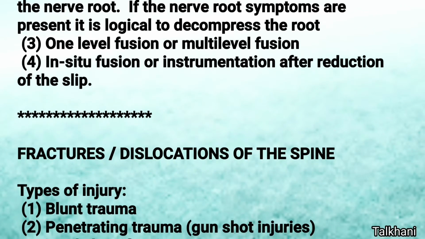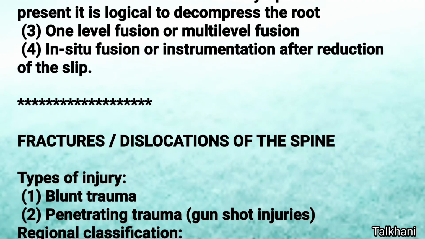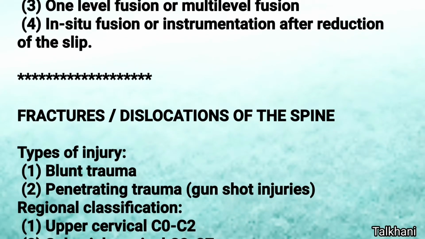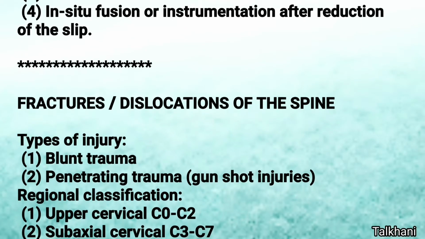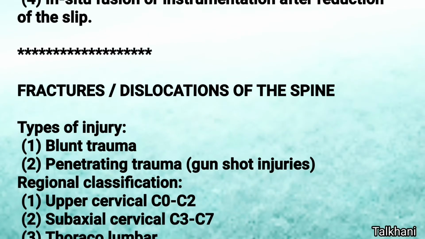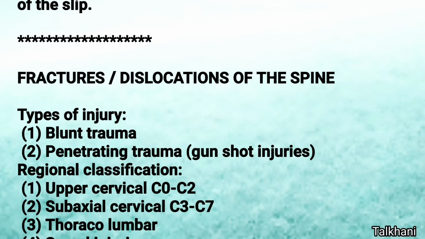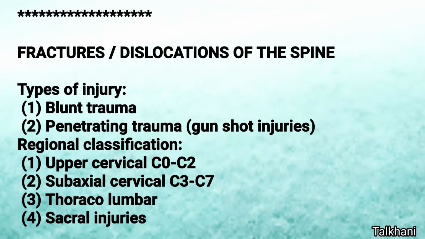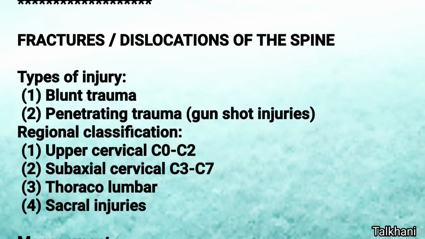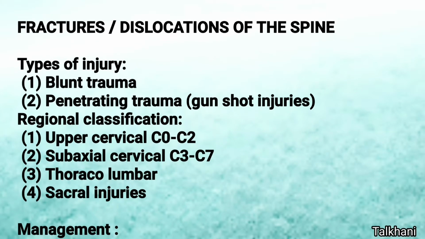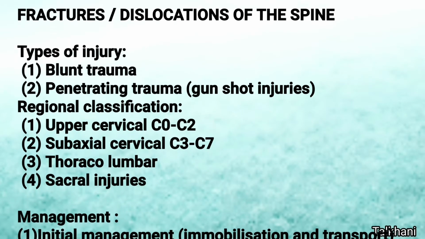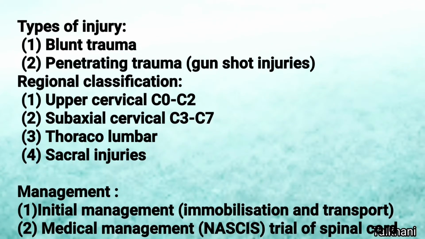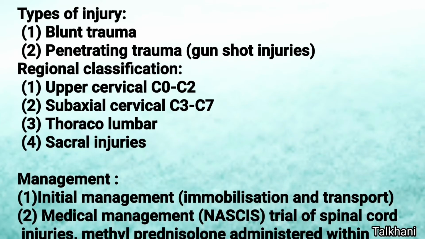Second part is on adult spine in this chapter. Fractures and dislocations of the adult spine. Types of injury can be either blunt trauma or penetrating trauma like gunshot injuries to the spine. Anatomical divisions for descriptive purposes are: number 1, upper cervical injuries involving occiput to C2. Number 2, subaxial cervical injuries involving C2 to C7. Number 3, thoracolumbar injuries. And number 4, sacral injuries.